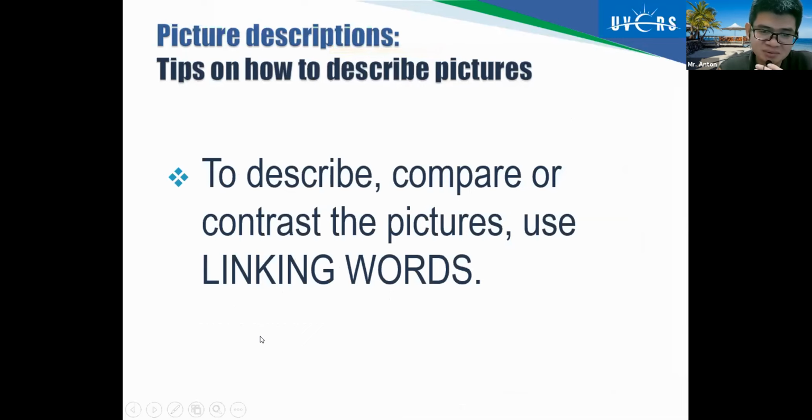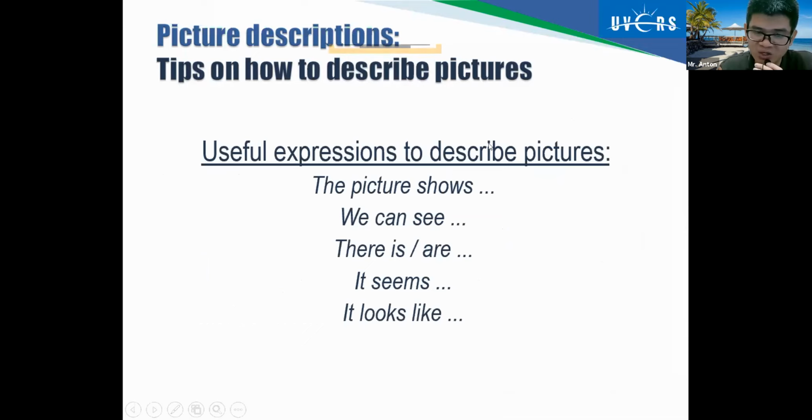Okay, we go ahead. And then, of course, there are some linking words or expressions to help you. You can use the picture shows. For example, I will form the breakout rooms later. One breakout room contains 4 until 5 students in your group. And then each of you will speak out for a picture or two pictures.